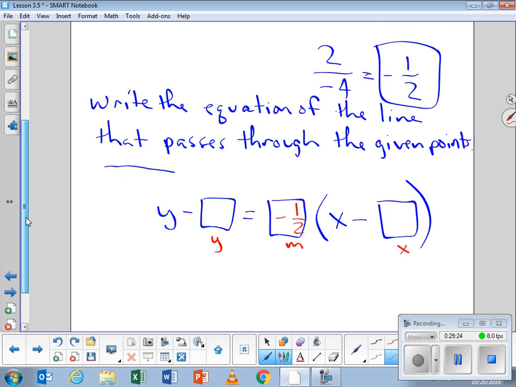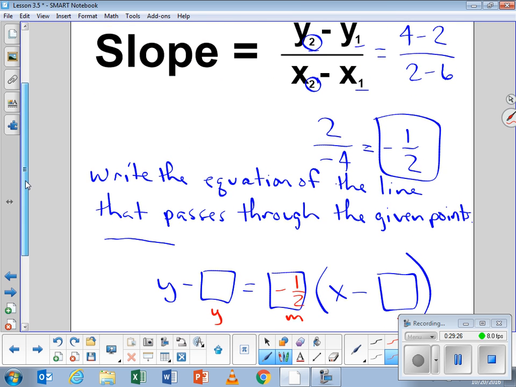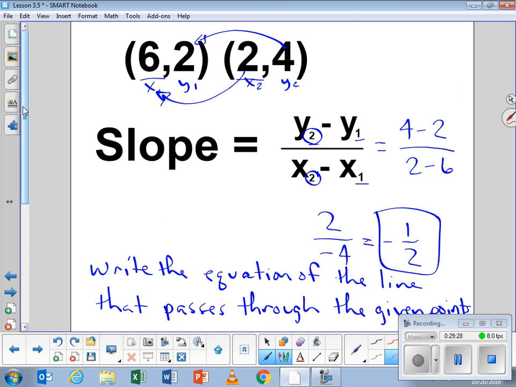I'm going to raise this up a little bit so we can see. Amelia, they haven't picked on you yet today? Oh, no. Amelia, this is going to be really hard for you. You're going to have to choose which of those 2 points we're going to use. Which ordered pair do you want to use? 6, 2 or 2, 4?